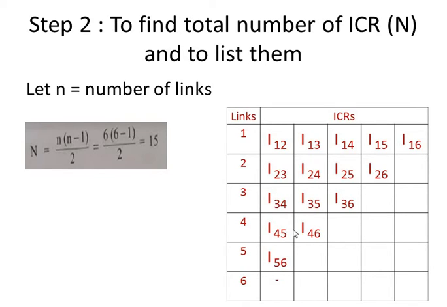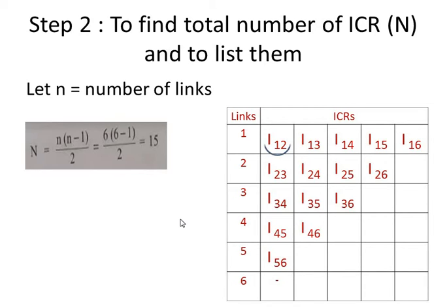Then I45, I46, I56. And as 6 is the last link number, there will not be any ICR for this link number 6, as we have taken these ICRs already, that is I56, I46, I36, I26 and I16, we have taken for link number 6 already. So these are the total 15 ICRs. So this we have to locate.